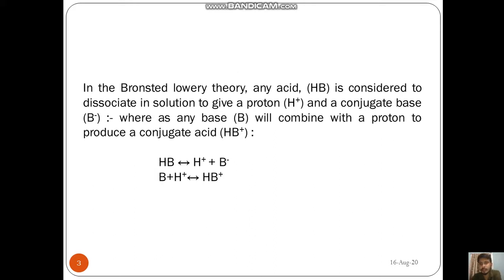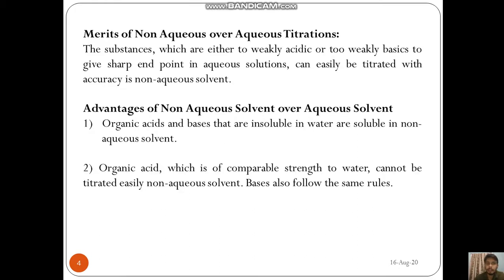So in this Bronsted-Lowry theory, any acid, that is HB, where H means proton and B is a weak base, is considered to dissociate in a solution to give a proton and a conjugate base, whereas any base B will combine with a proton to produce the conjugate acid HB. Here you can see the reaction I have given, association and dissociation.